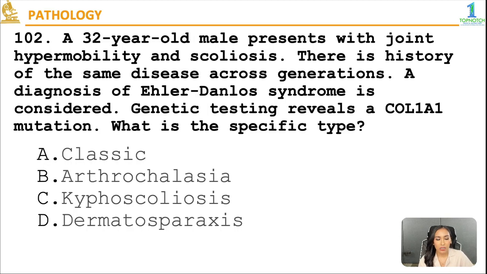Okay? Okay, 102. A 32-year-old male presents with joint hypermobility and scoliosis. There is history of the same disease across generations, and boom! A diagnosis of Ehlers-Danlos syndrome is considered. Genetic testing reveals a COL1A1 mutation. What is the specific type? So the correct answer is B, arthrochalasia.